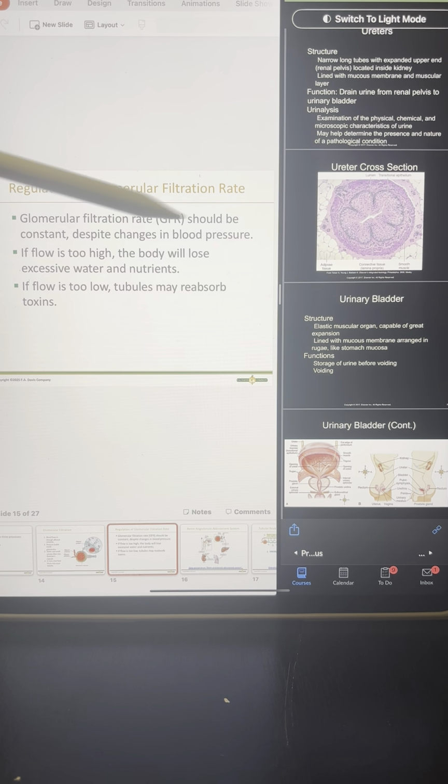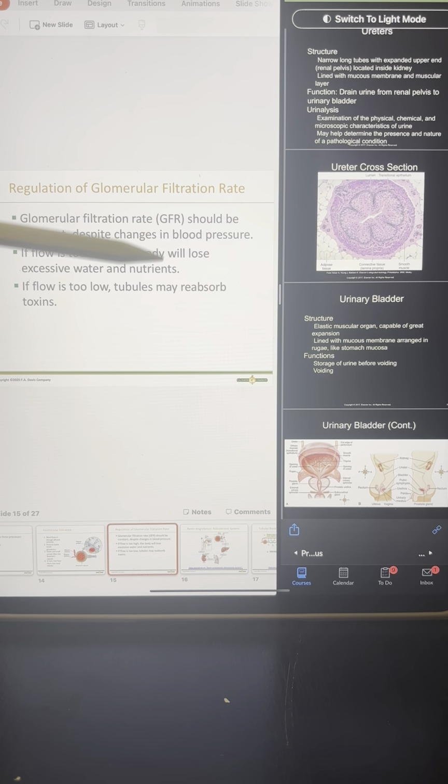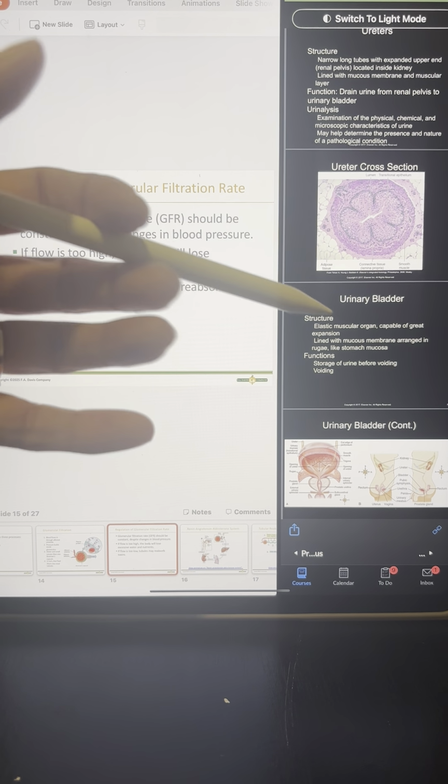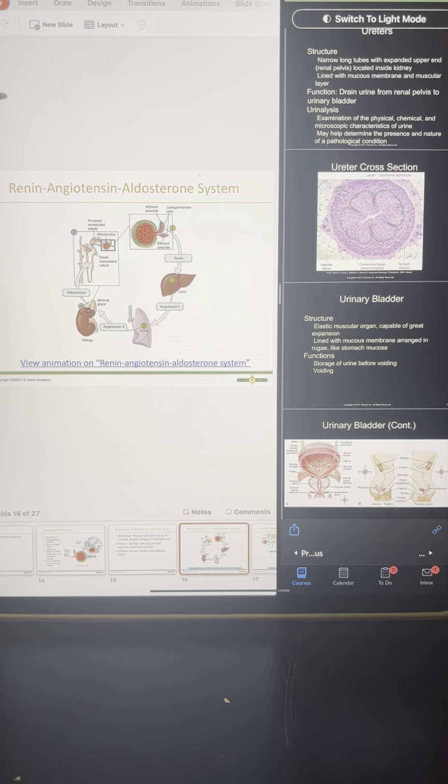Glomerular filtration rate should be constant despite changes in blood pressure. If flow is too high, the body will lose excessive water and nutrients. If flow is too low, tubules may reabsorb toxins. The longer things sit, like in your kidneys and your bladder, things start to get reabsorbed. That's just the natural thing the body does.